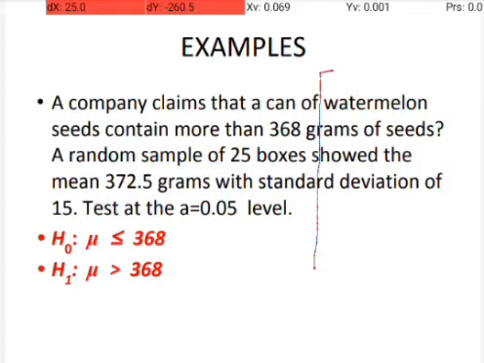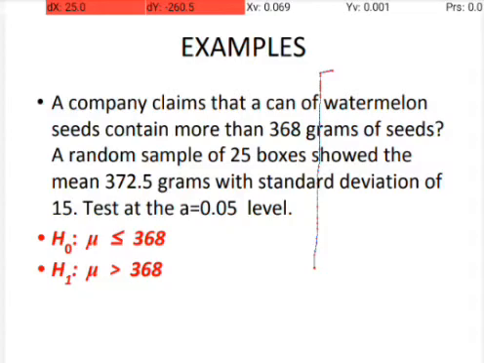That will be your mu. So now the 25 boxes we have here, that's our n. The 25 boxes is our n.